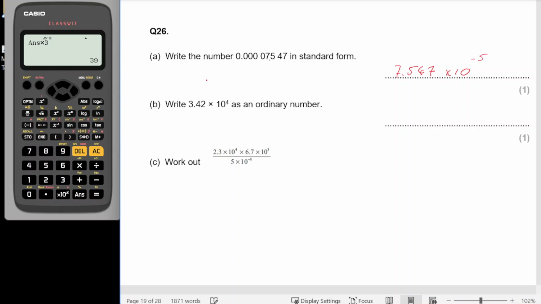Right, there's an ordinary number, so I need to move the decimal point 4 places back. So that's going to be 3, 4, 2, and then that's moving it.